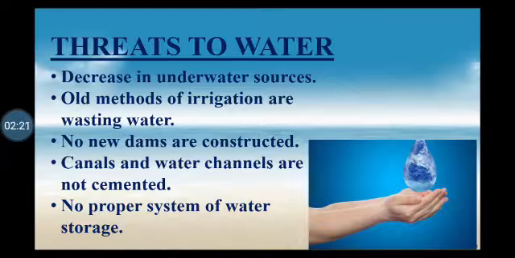While irrigating fields, a huge amount of water is wasted because canals and water channels are not cemented. We have no proper system of water storage. As a result, a huge quantity of water goes unused and finally falls into the sea.